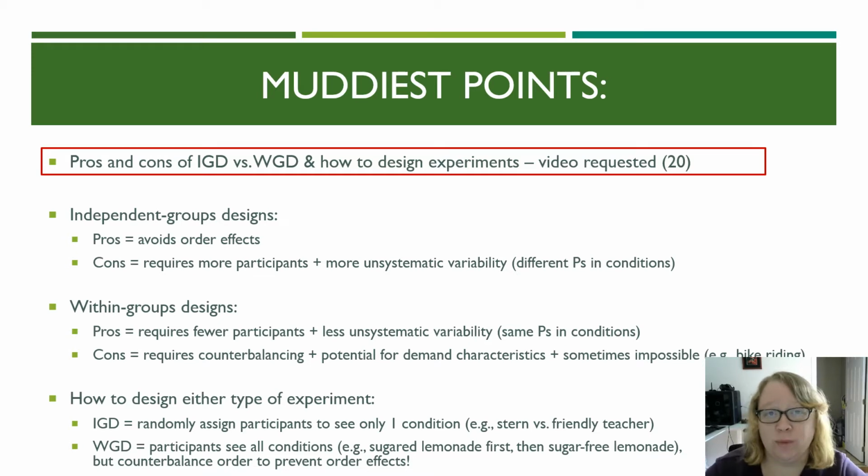It requires more participants because you have different people in your 2 conditions. You have to have more participants to do appropriate statistical analyses. The reason you need more participants is because you have more unsystematic variability, because you have different participants in your different conditions. So if you think about the Pasta Bowl study, I'm going to use that a lot in this recap video, the small versus large bowl, and they're looking to see, does bowl size impact how much pasta people eat? You have different people in those 2 conditions.